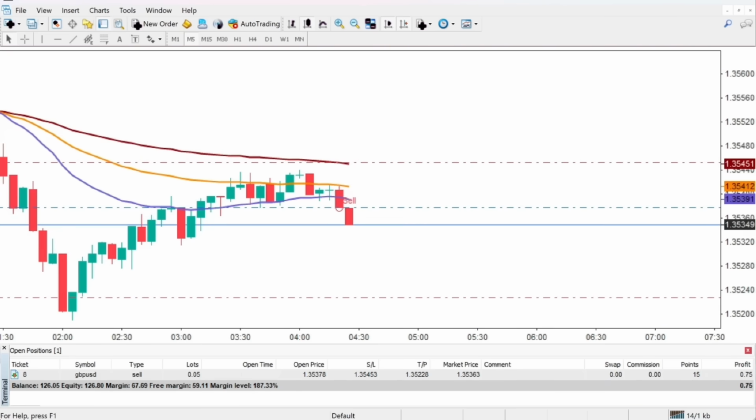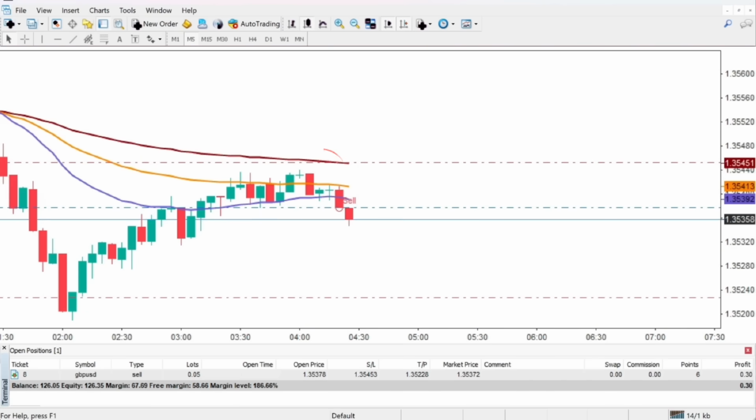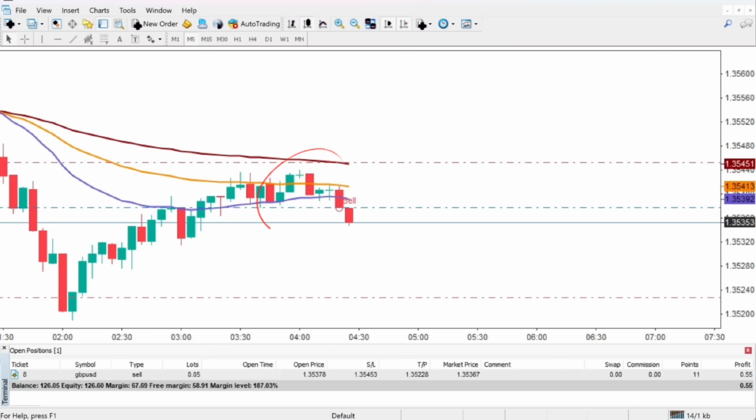So why am I in? Same conditions as always. 25 EMA sitting under both the 50 and the 100. Price is below all 3. We get a nice little pullback into the 25, quick tap, and then a close back under. Textbook short setup, at least in theory.